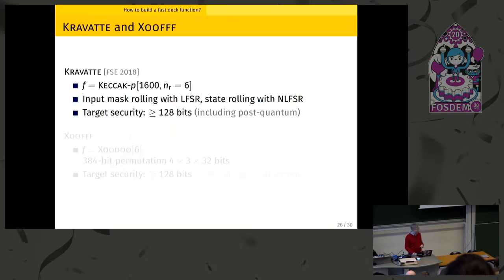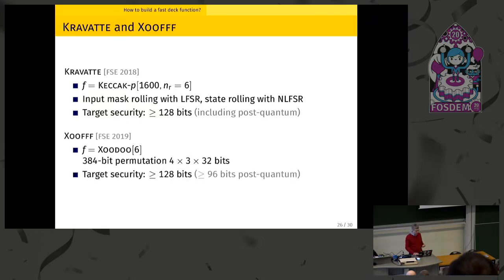So basically we define two instances of ciphers based on Farfalle. The first one is called Kravatte, and Kravatte uses a Keccak permutation reduced to 6 rounds, so that's one F. We claim that it has a security of 128 bits, and we claim that it also includes adversaries who would have access to a quantum computer. So Kravatte is fairly fast. The only disadvantage is a big block size of 200 bytes.